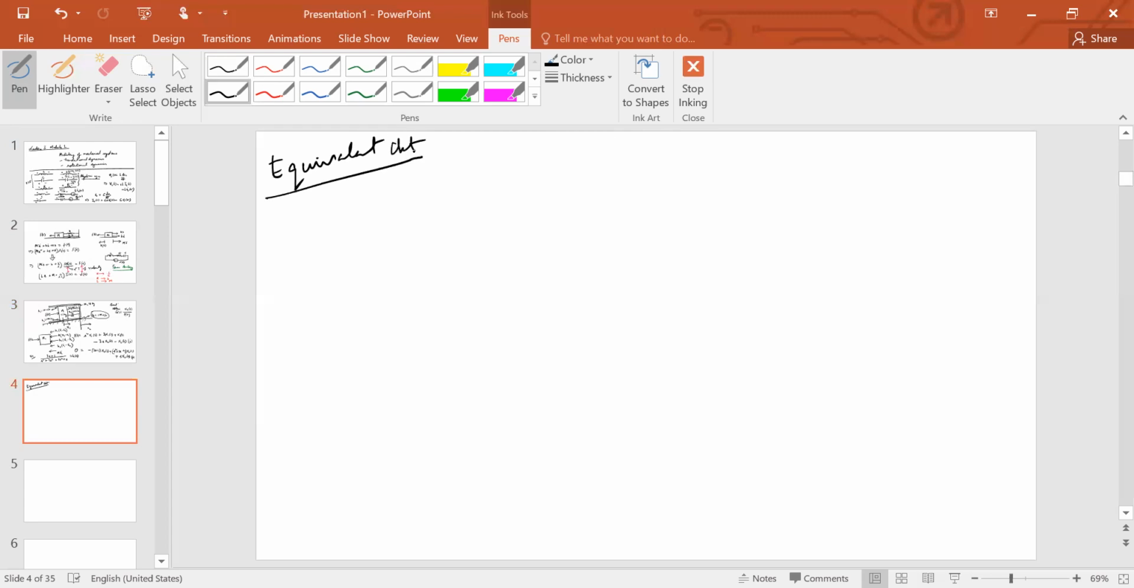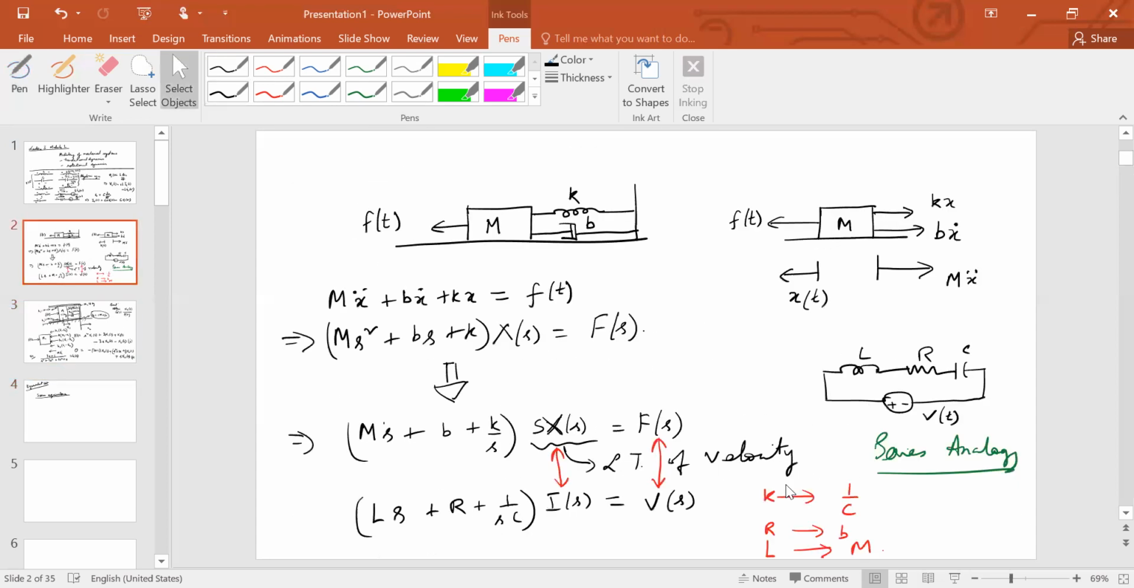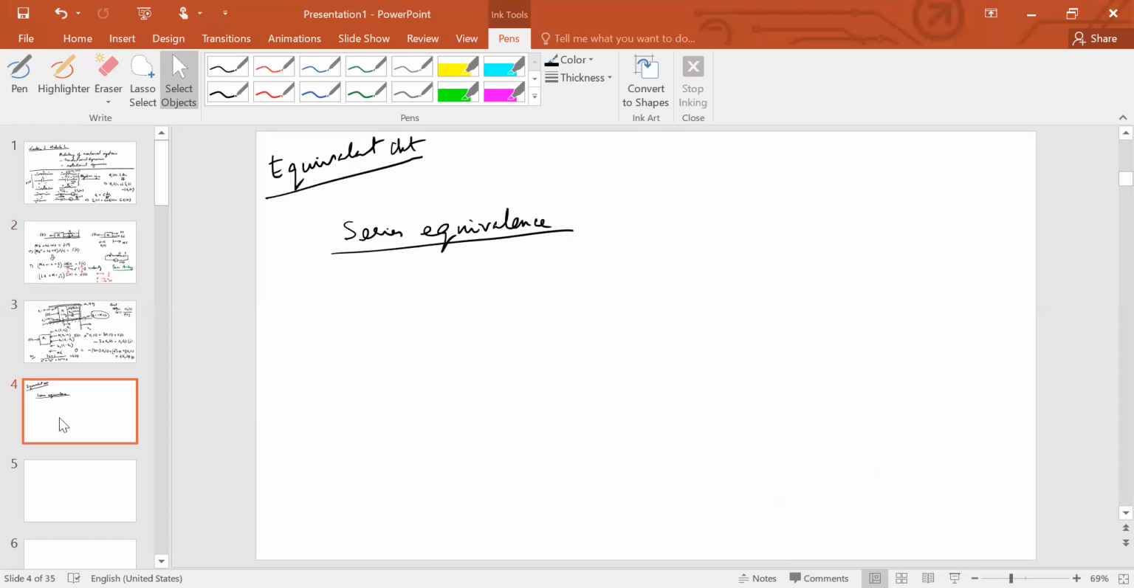Equivalent circuit, okay. So first, what I'm going to discuss is something that I'm going to call a series equivalence. What do I mean by a series equivalence? Notice carefully in this equation, in this particular slide, you get a one-on-one correspondence between these elements. So the mass is replaced by an inductor of equal value, the damper is replaced by a resistance of equal value. Capacitance replaces the spring constant but with a reciprocal. So that is how we can straight away draw this circuit here.